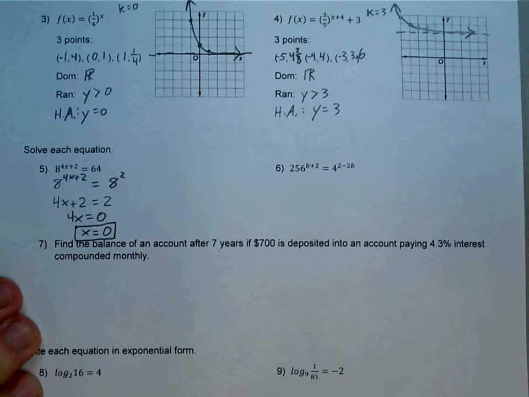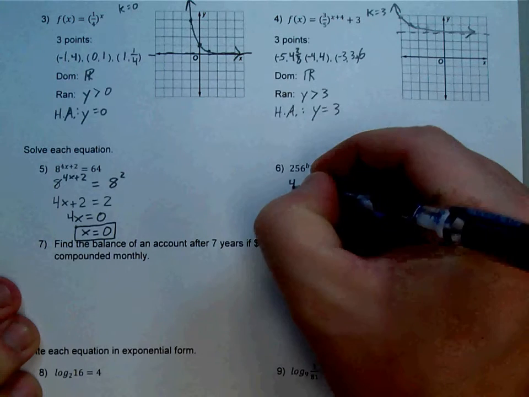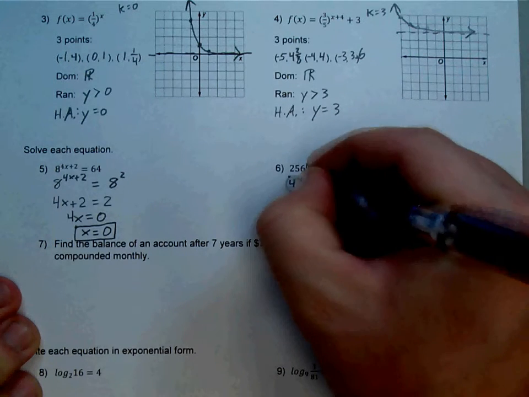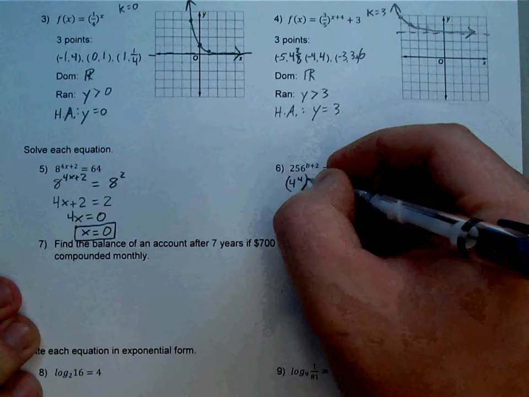On the next problem, looks like they're both powers of 4, perhaps. You may have to check and see if 256 is in fact a power of 4. But it's 4 to the 4th. It is a power of 4. You can just start trying on your calculator. You can do 4 to the 2nd, 4 to the 3rd, 4 to the 4th, etc. until you find it.